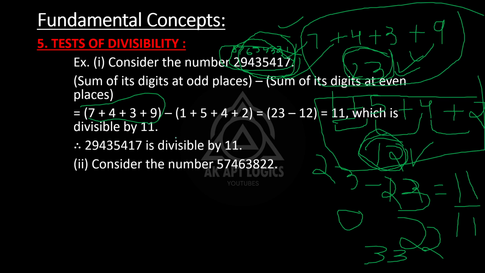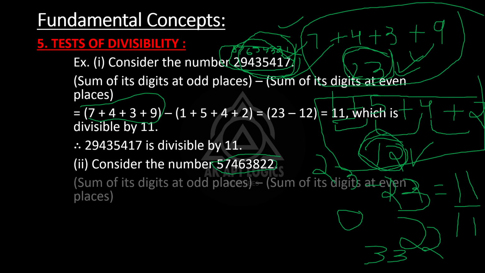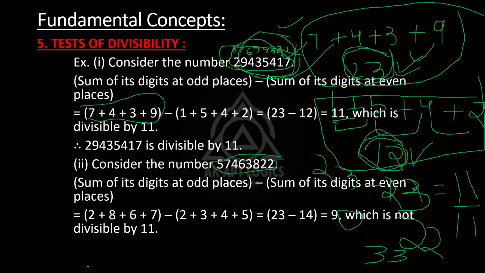For this number, you guys perform it. The slide will also be there. We take the positions: odd places 1, 2, 8, 6, 7. Those which are left will be even places, obviously, 2, 3, 4, 5. 23 is the sum of the odd places, and 14 is the sum of the even places. The difference between them is 9, which is not divisible by 11.